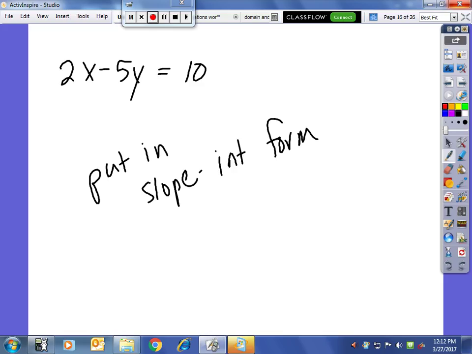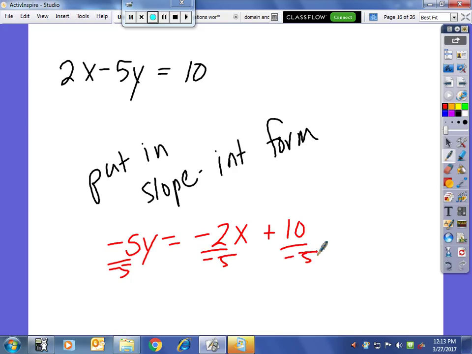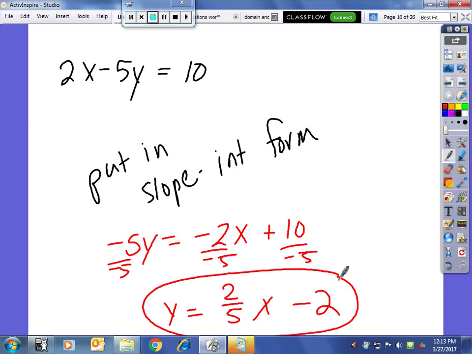Alright, first step is to move that 2x to the other side, right? So negative 5y equals negative 2x plus 10. Now, be very careful with your signs here. We have to divide everything by negative 5. So I'm getting y equals 2/5 x, then what? Minus 2. That's the equation. Maybe they'll ask you to find the whole equation. Maybe they'll ask you to match it to the right picture. This one would have a y-intercept of negative 2, and then you would go up 2 and over 1, 2, 3, 4, 5. So the picture should look something like that.